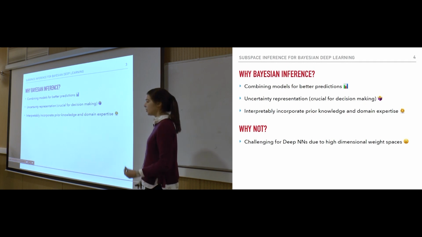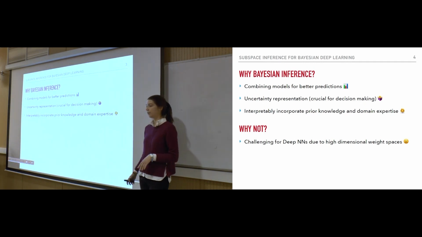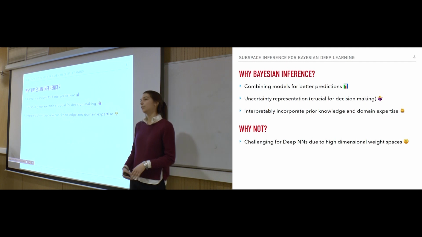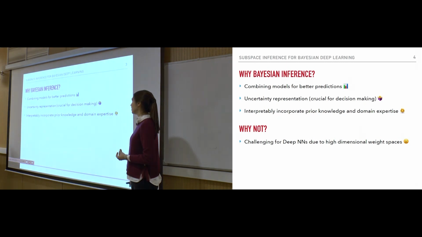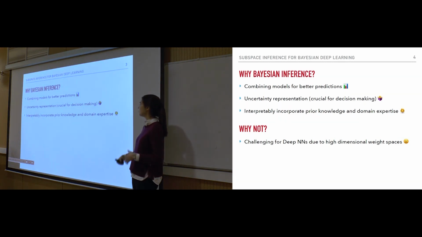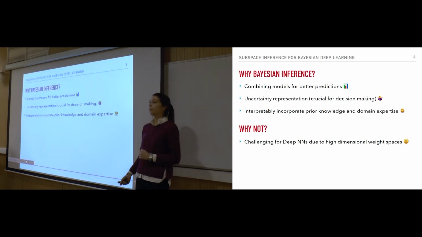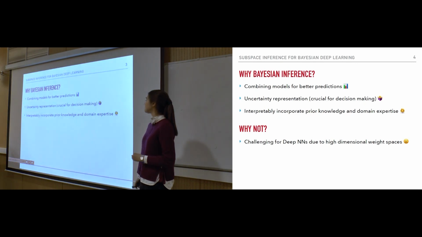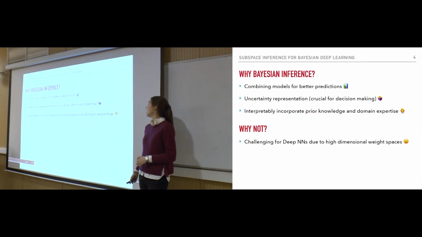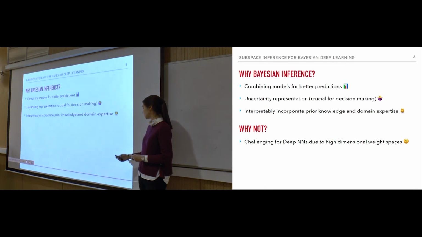In the Bayesian approach, we want to infer a posterior distribution over the model's parameters. In the full predictive posterior, we can potentially combine infinitely many models in our predictions, which would potentially lead to better predictions. Also, we can represent uncertainty, which is very important for many downstream applications, such as medical applications. And moreover, we can incorporate prior or domain knowledge into our prior distributions of the model's weights.